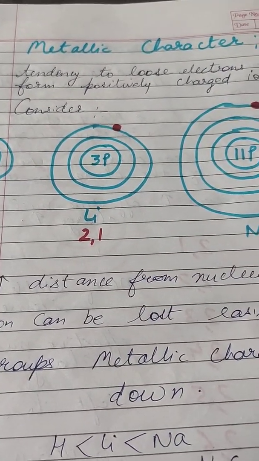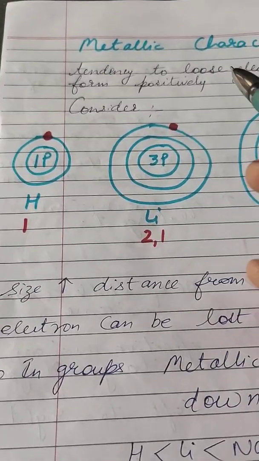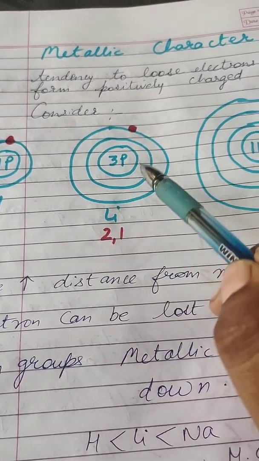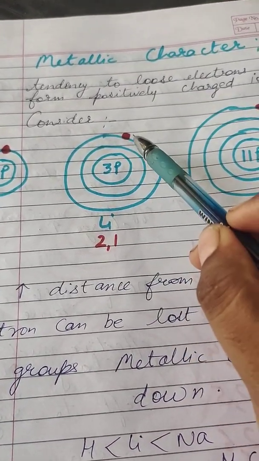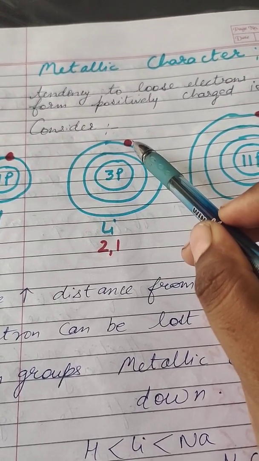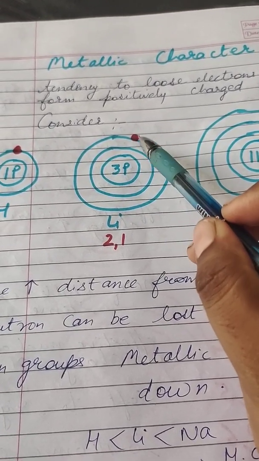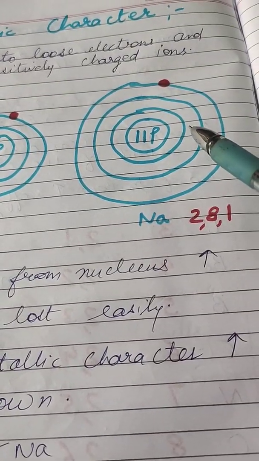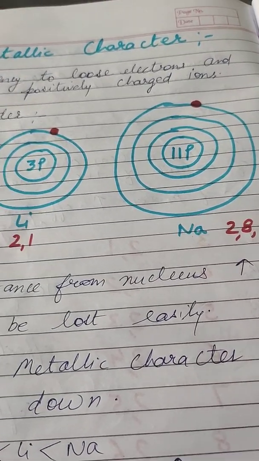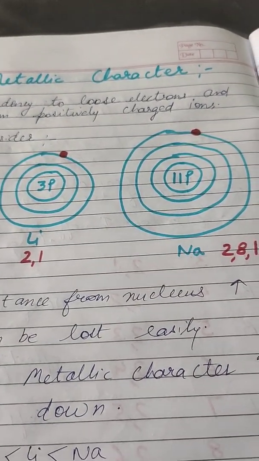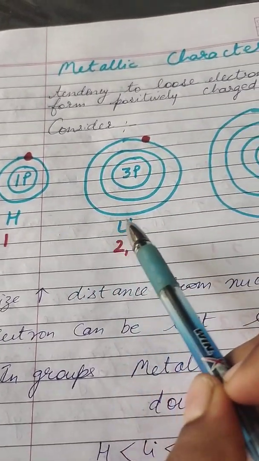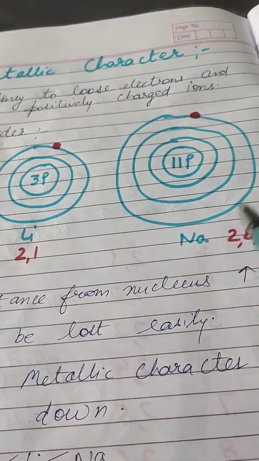Now what happens to metallic character in groups and periods? Consider again these 3 elements. We have hydrogen, 1 proton, 1 electron. We have lithium, 3 protons. So what I have shown here is the outermost electron, correct? Outermost electron I have shown here, that is the valence electrons. Then again we have sodium, that has 11 protons, and I have shown here again the outermost electron. Now see what is happening. How the tendency of these elements to lose electron varies. So actually I've taken an example of a group: hydrogen, lithium and sodium.